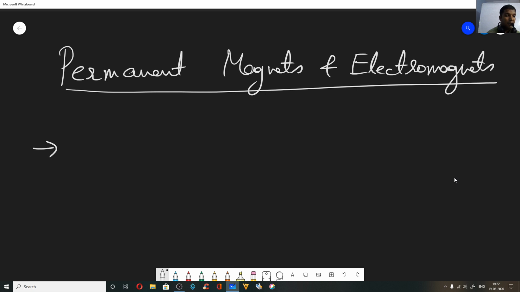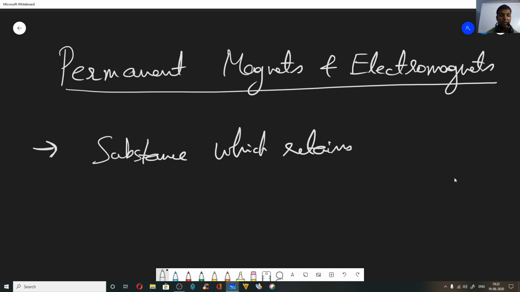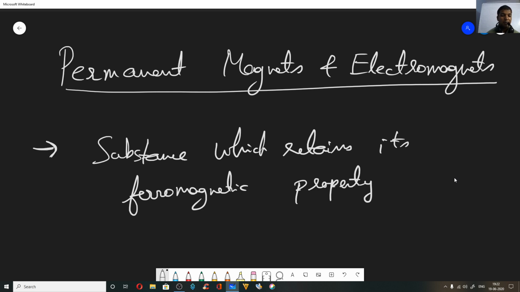Now, let us discuss permanent magnet first. A permanent magnet is simply a substance or a material which retains its ferromagnetic property for a longer time. This longer time, you can usually call it years.